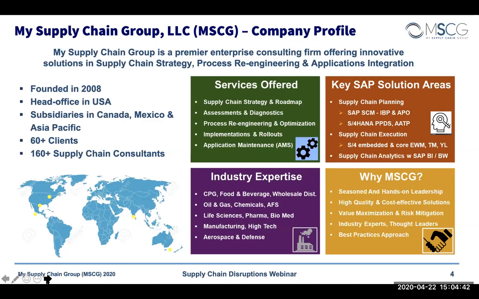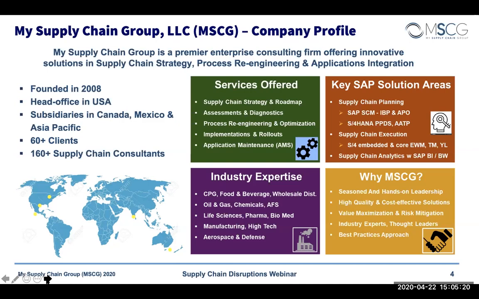When it comes to our services, we go beyond supply chain strategies to also help companies with supply chain diagnostics, roadmap development for their long-term programs, process mapping, and process optimization. We are known for our global rollouts and implementations. We also do application maintenance services. As I said earlier, we focus on multiple industry verticals. The key ones have been consumer products, food and beverage, oil and gas, chemicals, life sciences, pharma, high-tech, aerospace and defense, manufacturing, and so on.